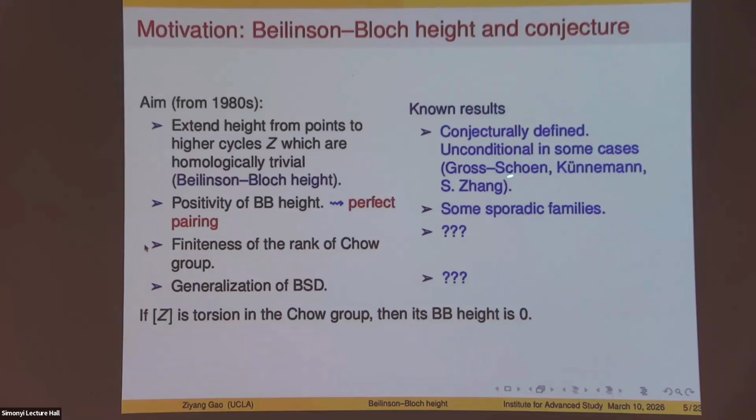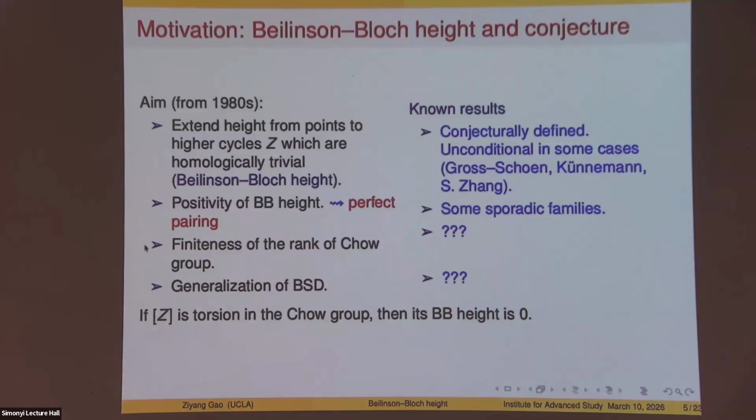And very few results are known for this Beilinson-Bloch height. There are some families that you know these heights are all 0. For example, for hyperelliptic curves, this height is always 0 because we can use the involution on the Ceresa cycle. I'm going to talk about that a bit later on. And they conjecture the finiteness of the rank of the Chow group and formulated a generalization of the BSD conjecture. So again, there are some cases where very few results are known. And it can be shown that if C is torsion in the Chow group, then the height, if it's well defined, is 0. But we also conjecture the other direction.